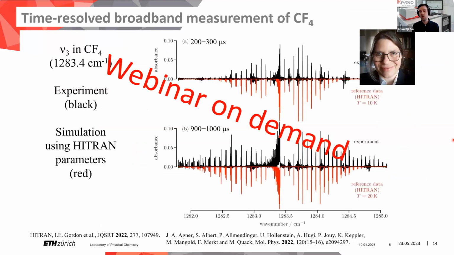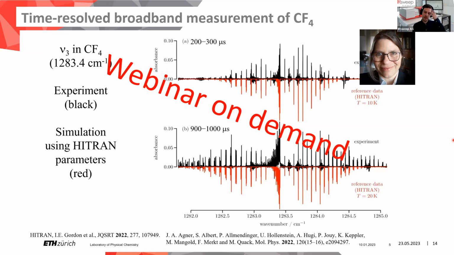Now, we could also show that you can combine this very high spectral resolution with the microsecond time resolution of our spectrometers. There is a webinar on that given by Karin Keppler, and I warmly invite you to have a look at that. There's also a webinar on step sweep by Muriel Lepère. So we clearly have the spectral resolution, we have the time resolution. So what about the sensitivity?